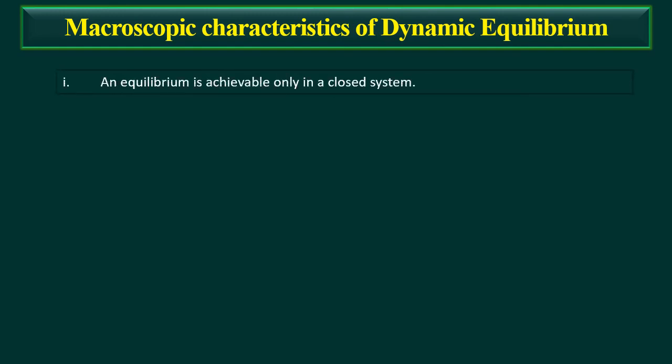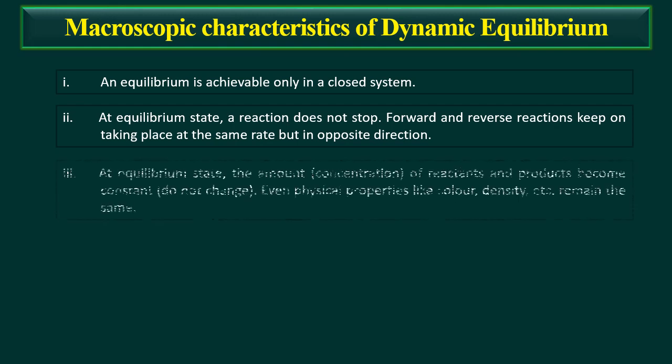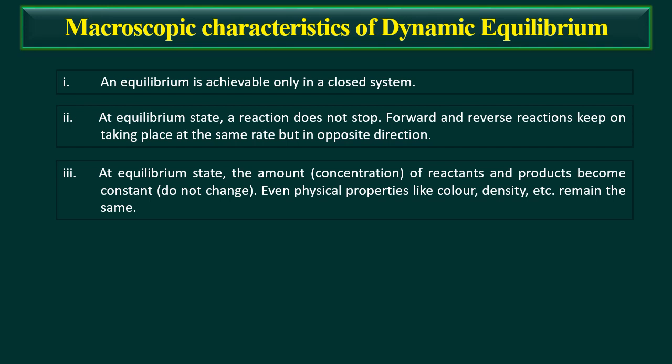Now, the macroscopic characteristics of dynamic equilibrium. Number 1. An equilibrium is achievable only in a closed system. 2. At equilibrium state, the reaction does not stop. Forward and reverse reactions keep on taking place at the same rate but in opposite direction. 3. At equilibrium state, the amount or concentration of reactants and products become constant, that is, they do not change.